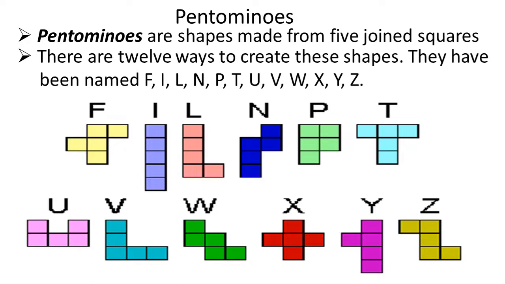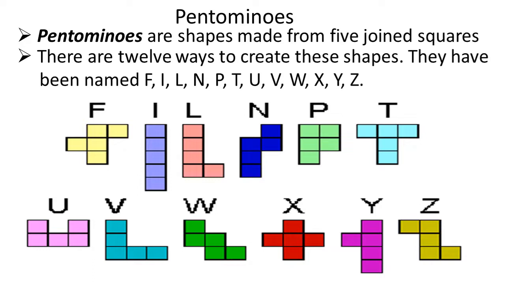Okay, so pentominoes are shapes. All these shapes are pentominoes. Why? Because they are made from 5 joined squares. So you have to join 5 squares, and if you join 5 squares, that will be a pentomino. So there are 12 ways to create these shapes.